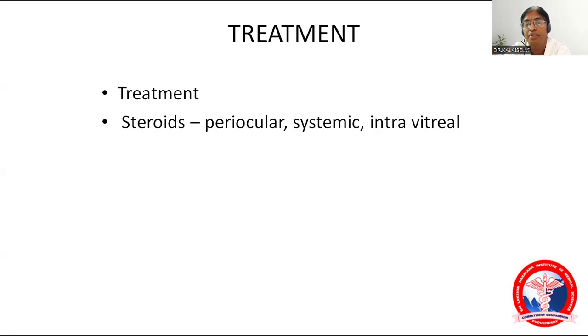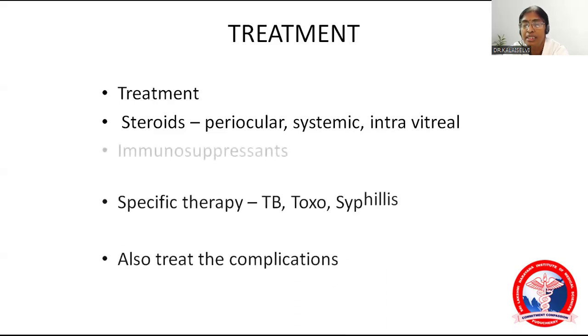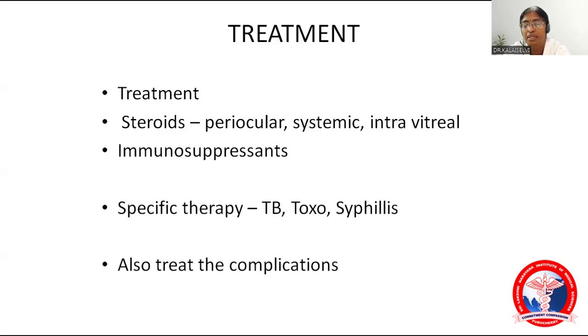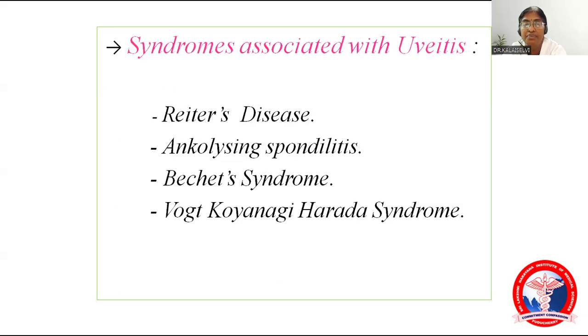For the posterior involvement, periocular steroids work well, and systemic steroids are also started along with them. Intravitreal steroids also help. If this is not helping, immunosuppressants are added, and specific therapy is given, because in cases due to tuberculosis, syphilis, or toxoplasmosis, the specific infection also has to be treated. Complications, if present, are treated accordingly.